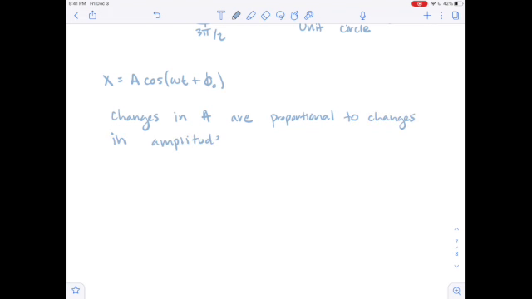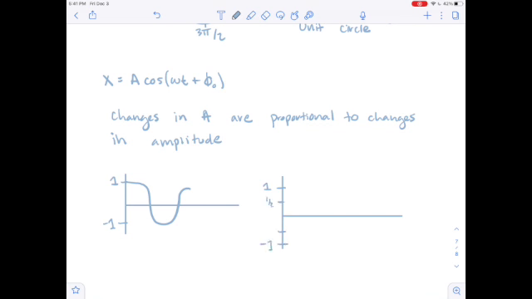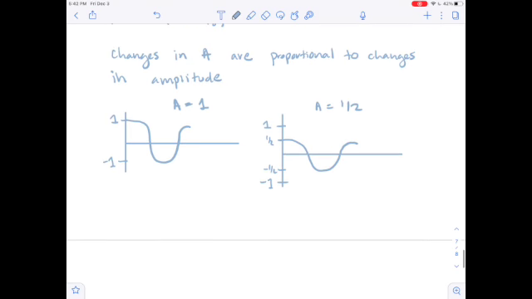First, let's see what a means in the simple harmonic motion function. A stands for the amplitude, where the amplitude is defined as the maximum distance from the equilibrium position. So if we have a cosine wave that has a maximum value of 1 and a minimum value of -1, we know that the amplitude is 1, hence a from the equation would equal 1. In contrast, if we have a cosine wave that has a maximum value of 1/2 and a minimum value of -1/2, we know that the amplitude is 1/2 and hence a from the equation would equal 1/2. So this shows that the changes in a are proportional to the changes in amplitude.